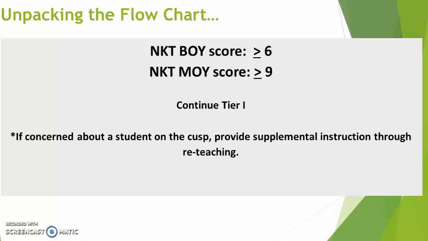It is important to note, though, that a student who is scoring close to the cut score mark may require some extra practice so that they don't slide below the cut score for the next administration. So thinking about beginning of year, these would be your students who scored a 6. And thinking about your mid-year, these may be students who scored a 9. If you are concerned about a student on the cusp, please feel free to include them in supplemental instruction and allow them opportunities to be retaught as well.